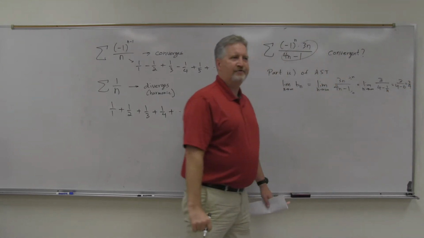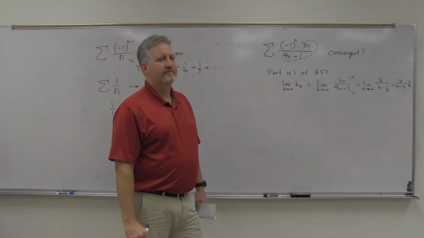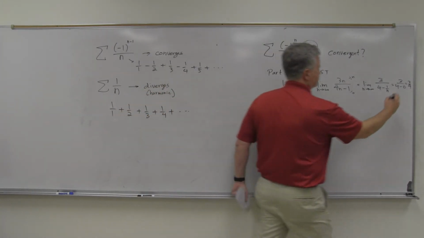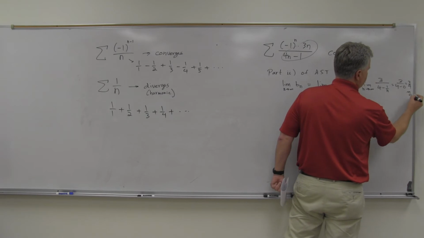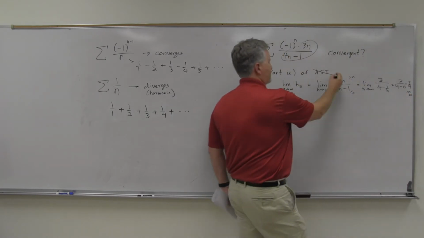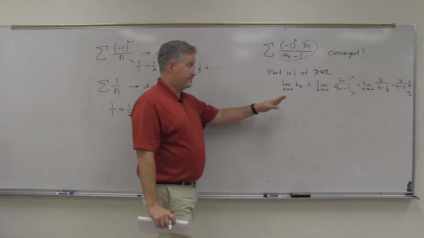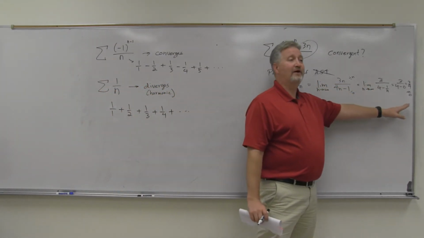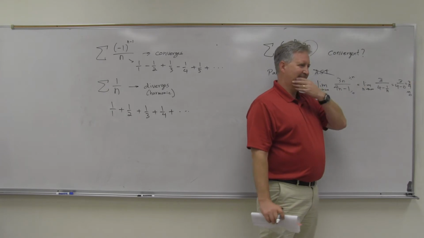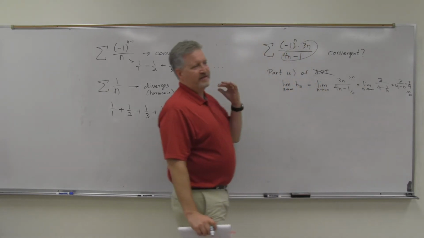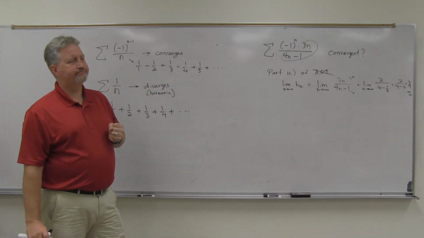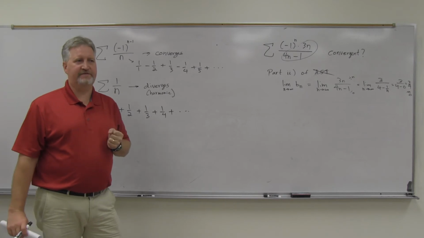Is that a problem in the alternating series test? Yes, that's not 0. So the alternating series test is no good. Now that, though, is kind of a clue as to what to use. Can you think of anything now that we could use instead of the alternating series test?